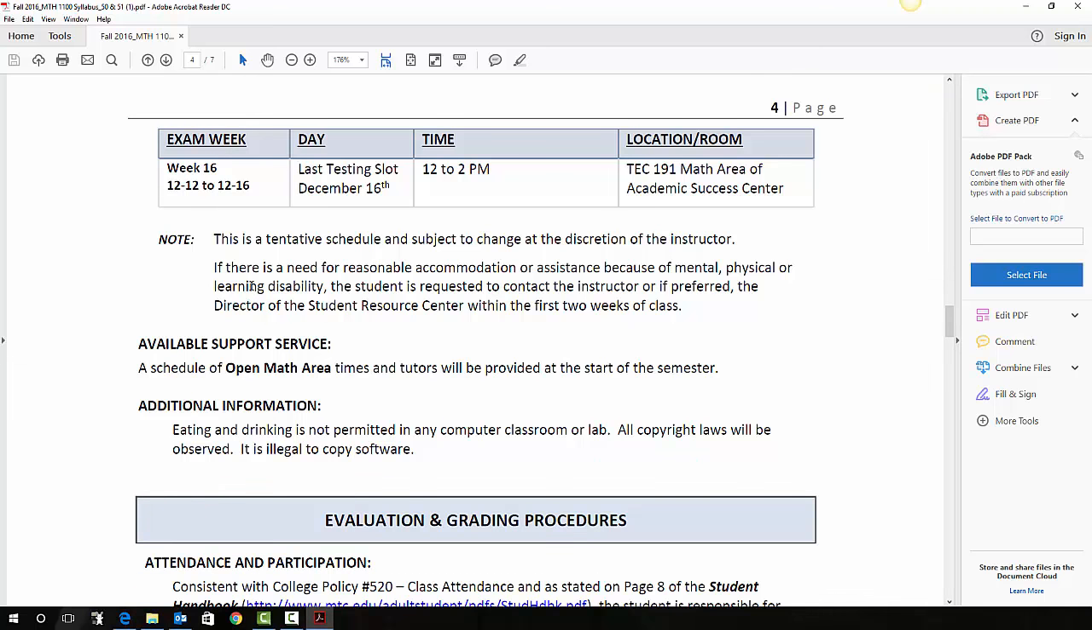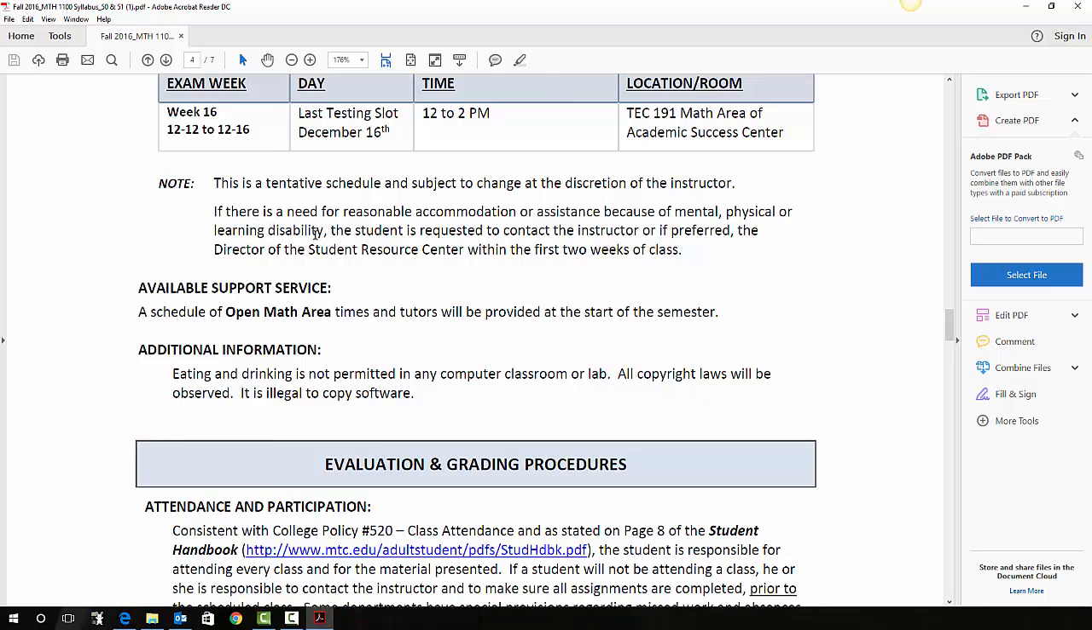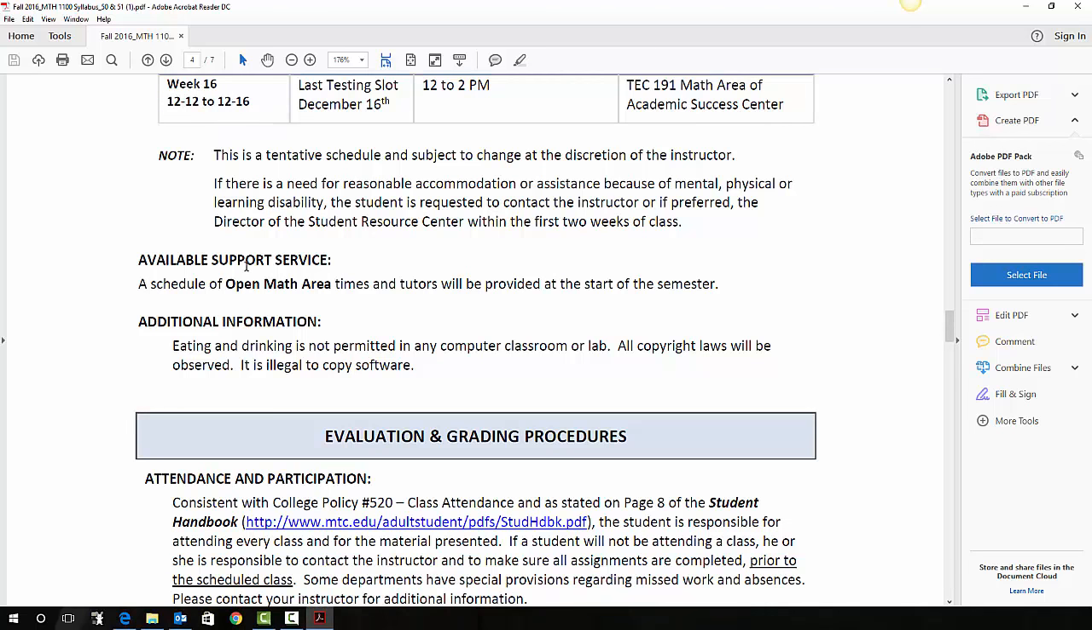So you can read over items here in the syllabus. And then I listed here just available support services. So a schedule of the open math area times and tutors will be provided at the start of the term. I have that uploaded into Canvas. So that's the area that you can go in to receive math help without having a schedule.